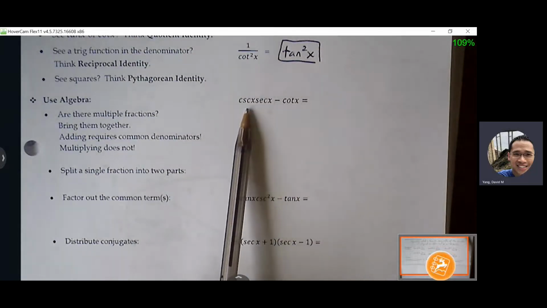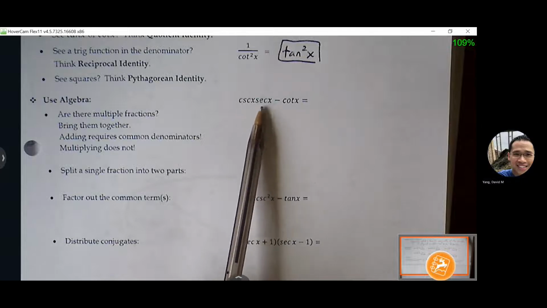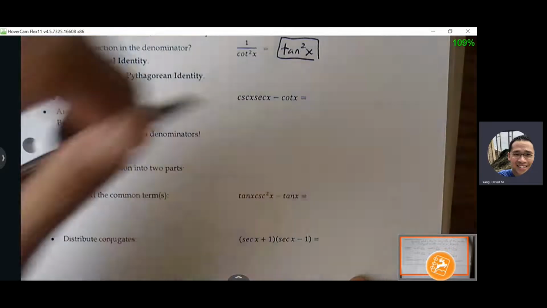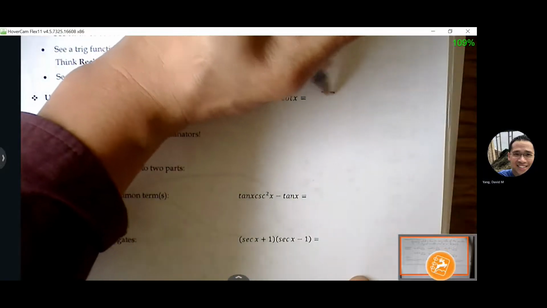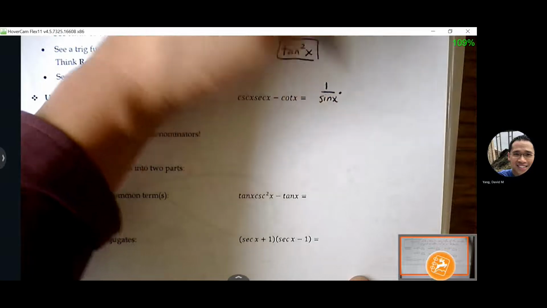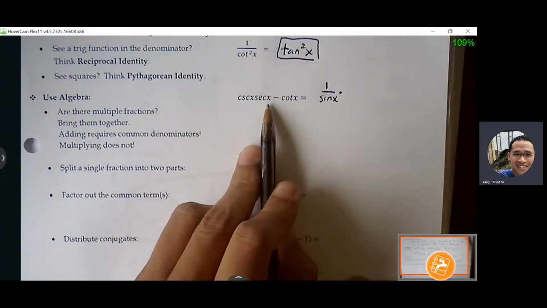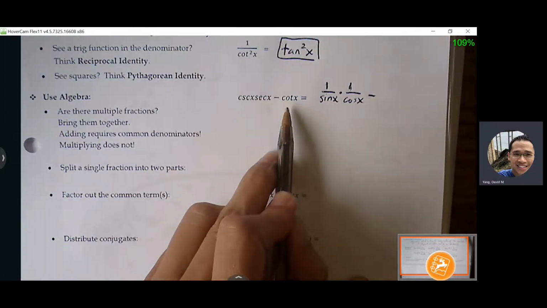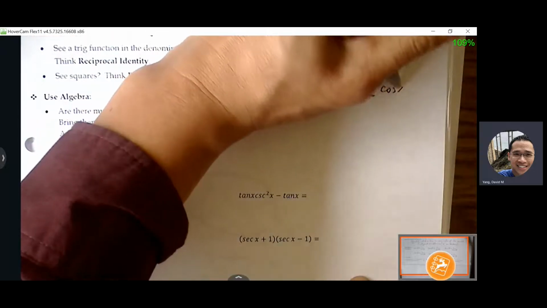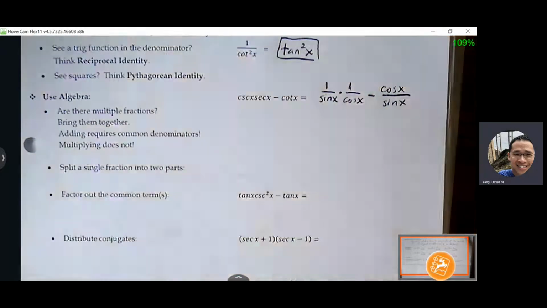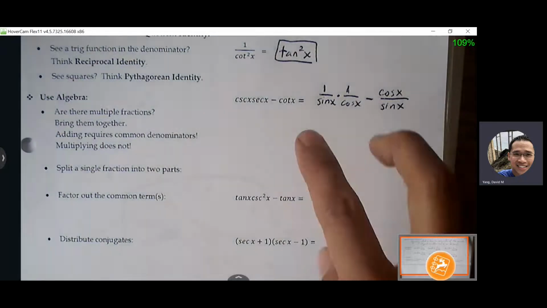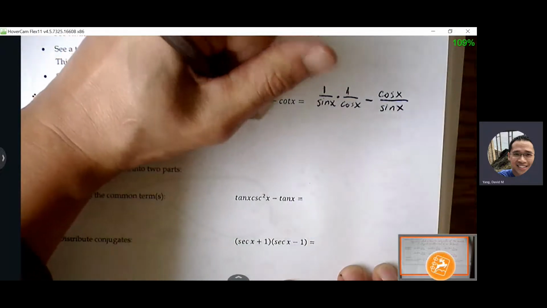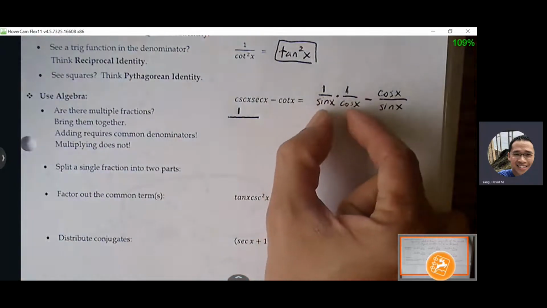Okay, cosecant and secant. What can we rewrite these as? Sine and cosine. So cosecant, you can rewrite as 1 over sine. Secant, we can rewrite as 1 over cosine. And then cotangent, rewrite as cosine over sine. Okay, so now things are a little bit more familiar because everything starts with sine and cosine, but we still have some work ahead of us. If I think of this as two fractions here, sine and cosine, this can be merged together into one fraction.